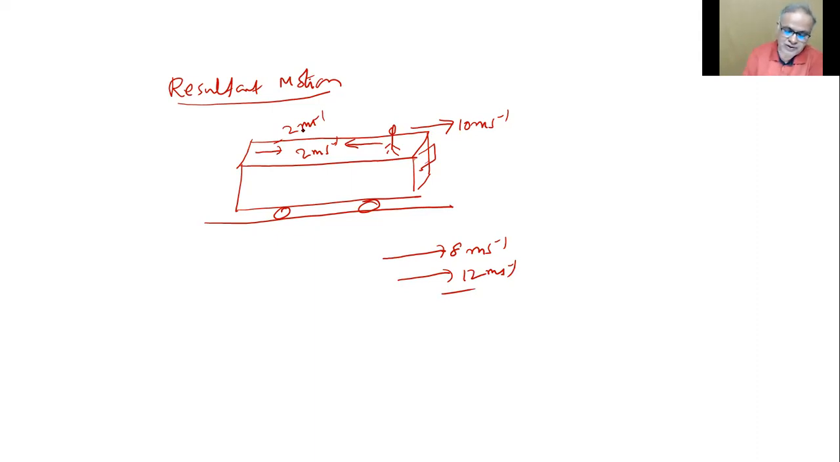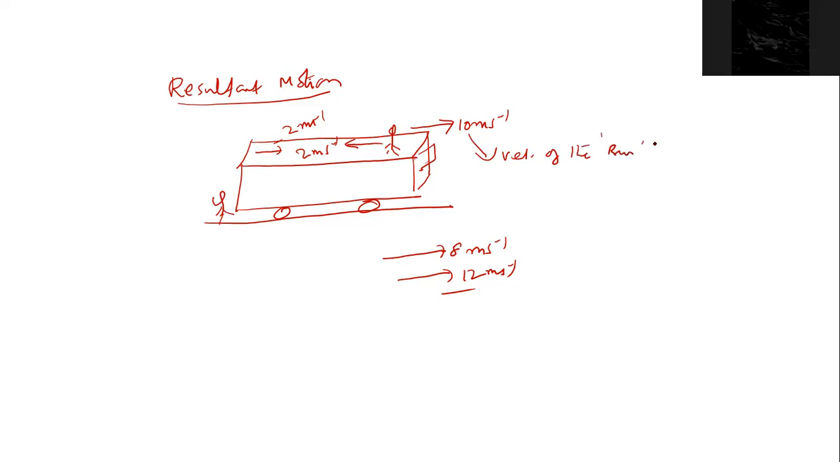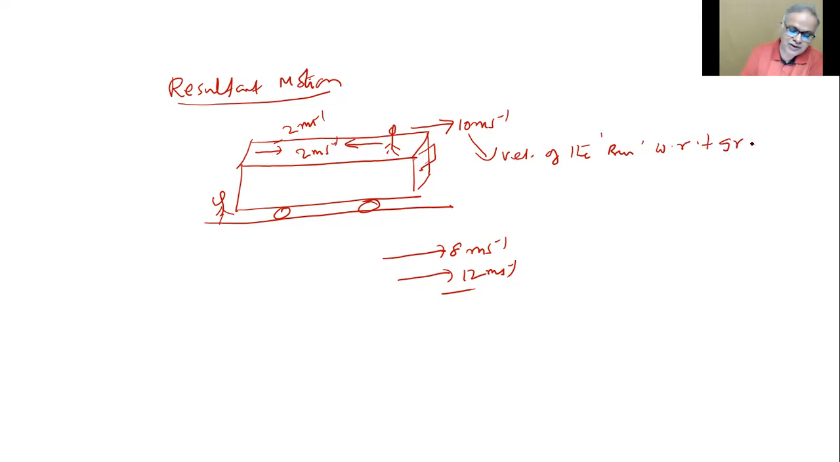We should give names for these velocities and generalize them. This 10 meters per second will be called what? Velocity of the bus. Tell me, velocity of the bus with respect to ground. With respect to ground. Otherwise, it's meaningless. Do you know? Because you must have heard these words many times.